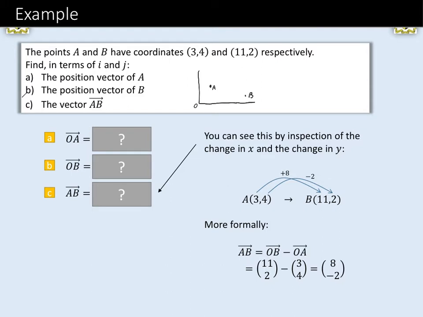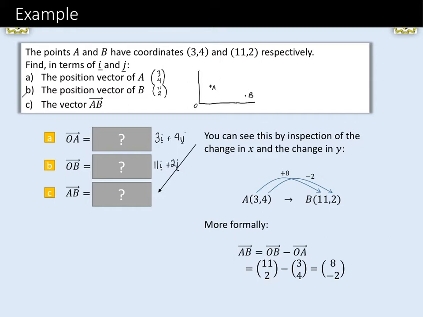So if I want the position vector for 3, 4, well, I've got to go 3 to the right and 4 up. So I could write it like that. And the position vector for B is just going to be 11 to the right and 2 up, so 11, 2. However, it did say in terms of i and j, so I'll write O to A as 3i plus 4j. Remember, if I'm handwriting it, I should underline them to show that it's a vector. And then for B, it's just going to be 11i plus 2j.